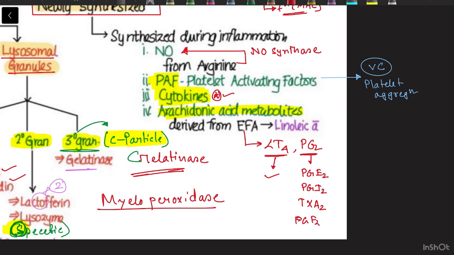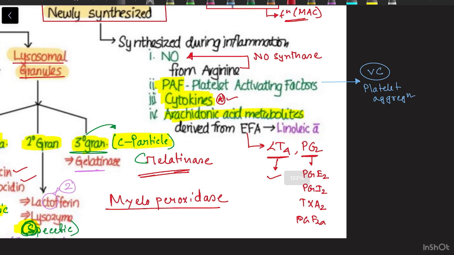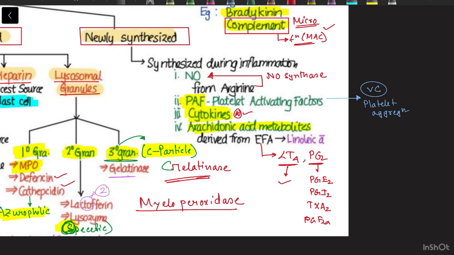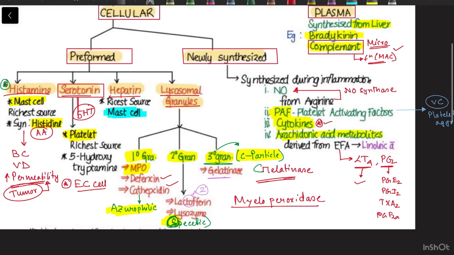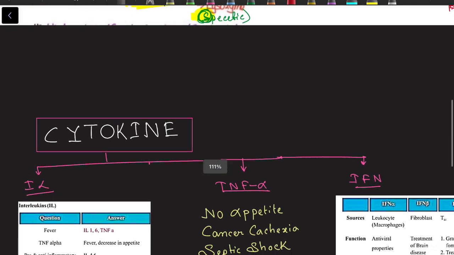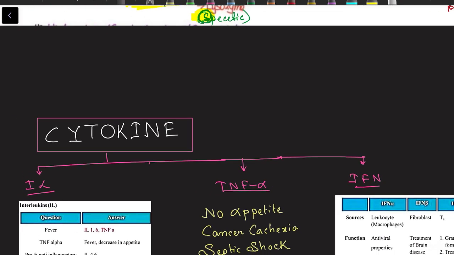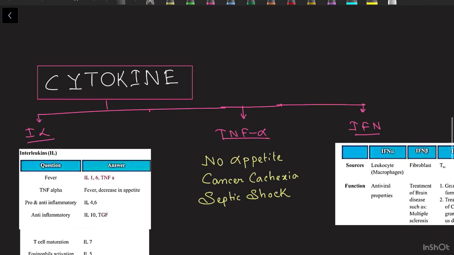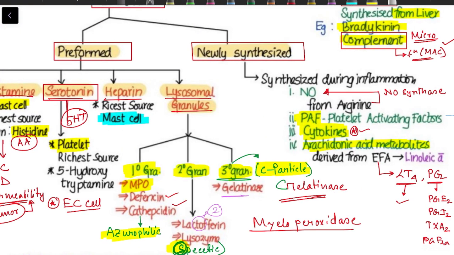F2 alpha is involved in inflammation and chemotaxis also. So this is how you'll have to study this part. And now we are moving to discuss the cytokines. So these cytokines are also mediators of inflammation, which are newly synthesized, which are not preformed.